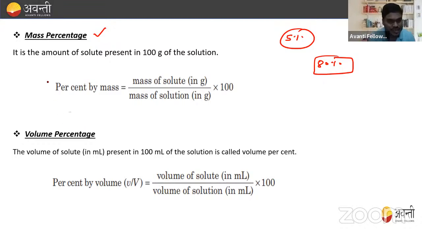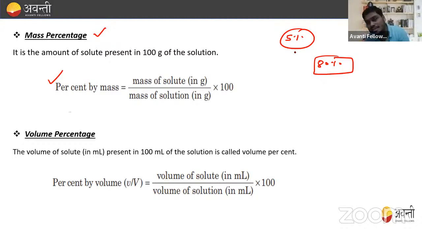I hope this is clear to you. So the formula for finding the mass percentage is mass of the solute upon mass of the solution into 100. So we can find mass percentage, right? Okay. So I hope this is clear.